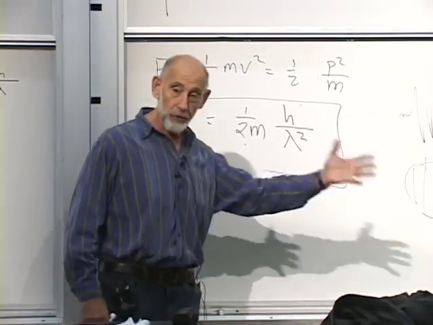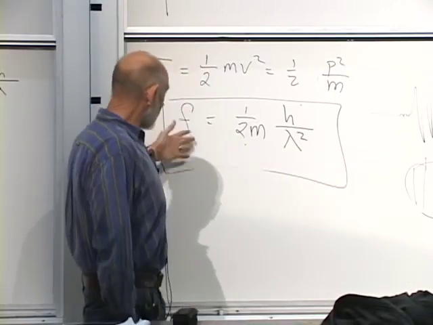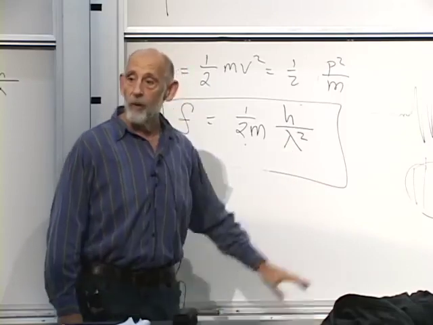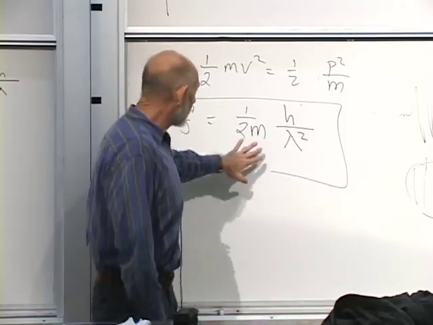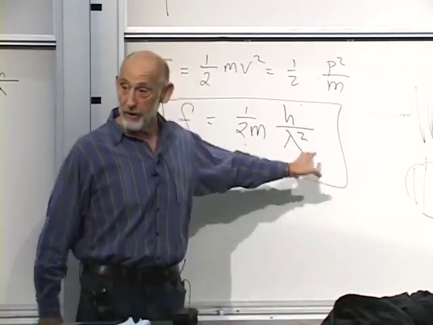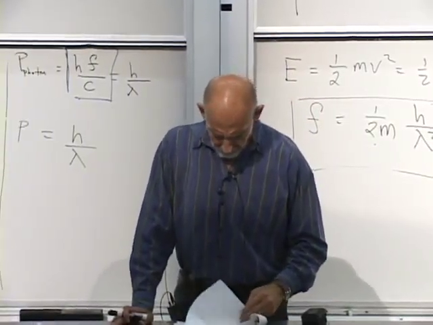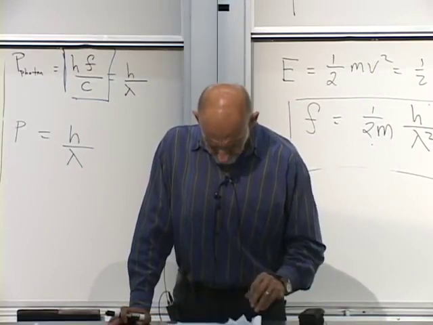Or better yet, if you knew the Schrodinger equation and you said, supposing I had a wave of a given frequency that had a given wavelength, what would the equation tell me about the relation between wavelength and frequency? And it would be exactly this. Okay, so that's the Schrodinger equation in a nutshell.